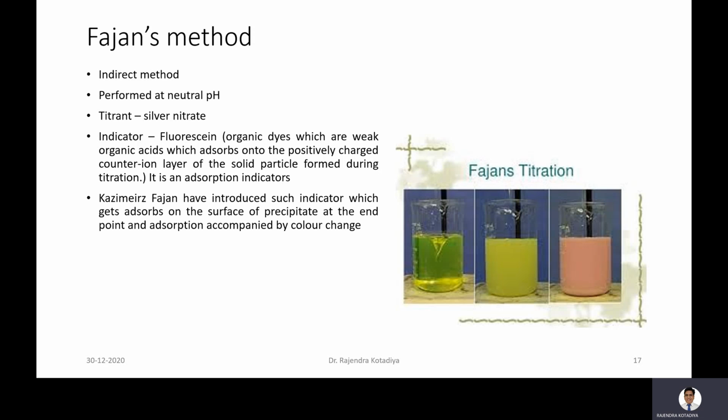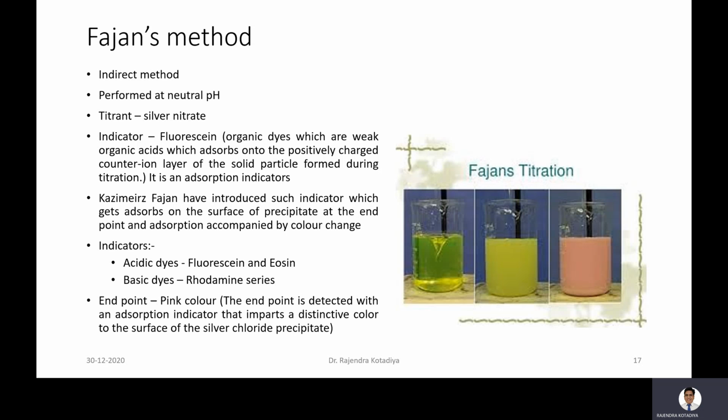In olden times, Casimir Fajans introduced this indicator, which has the capacity to get adsorbed on the surface of the precipitate. Because of this adsorption, you'll find a color change. So here you'll find a different sort of mechanism. Indicators which are used in Fajan's method are acidic dyes or basic dyes. Their examples are given to you. In today's titration, we'll talk about fluorescein as an indicator.